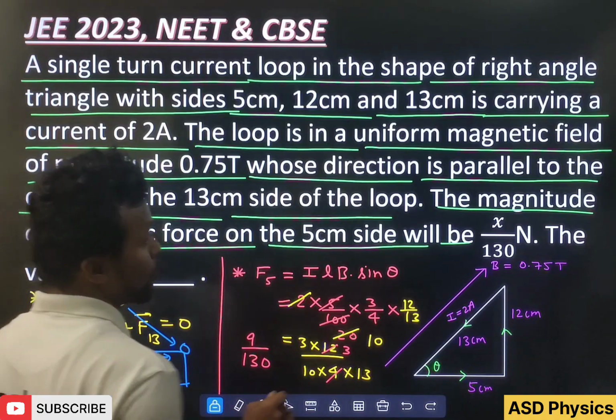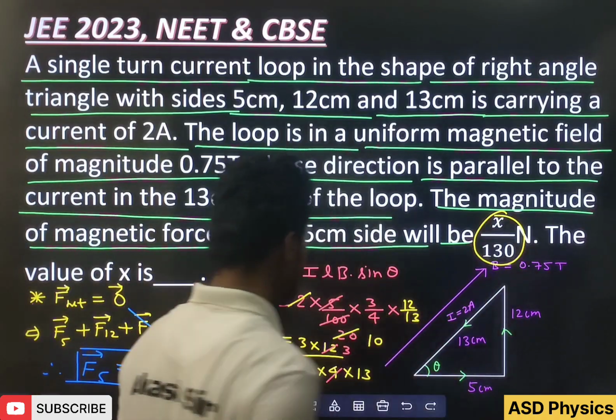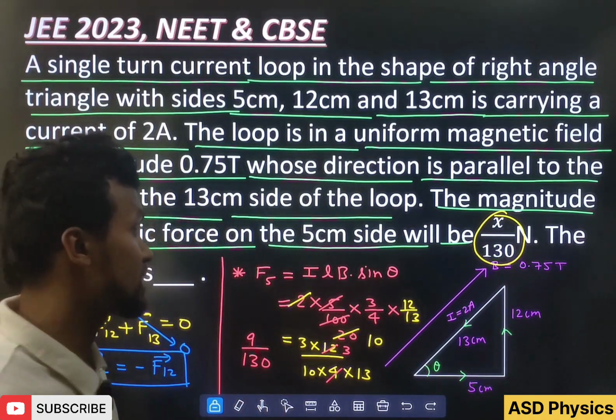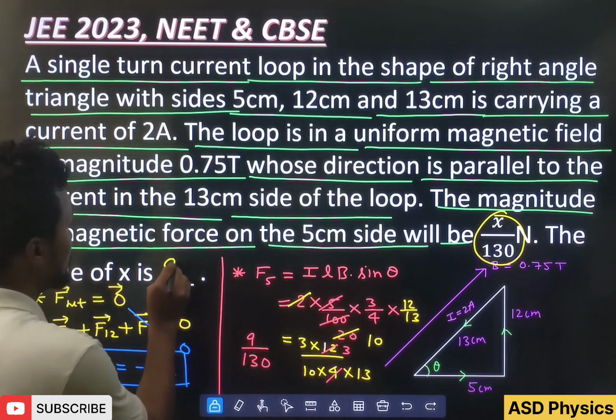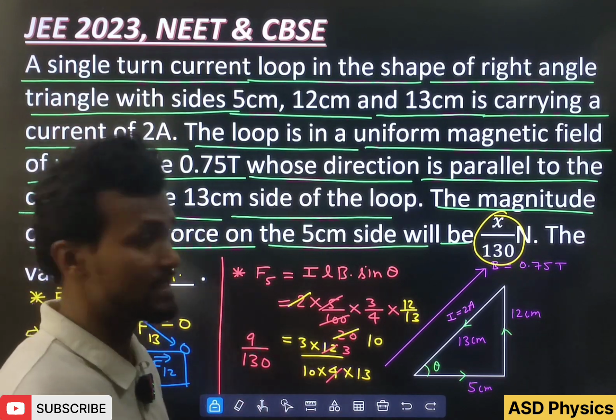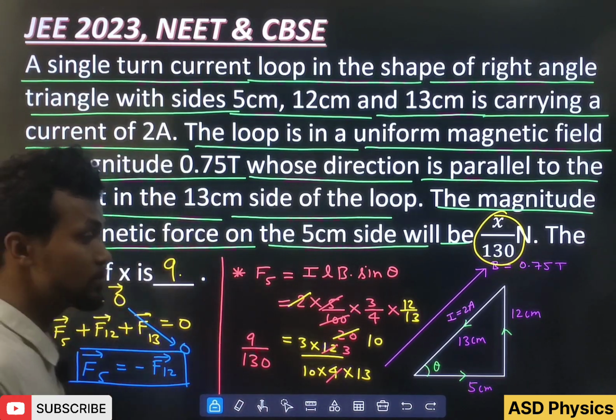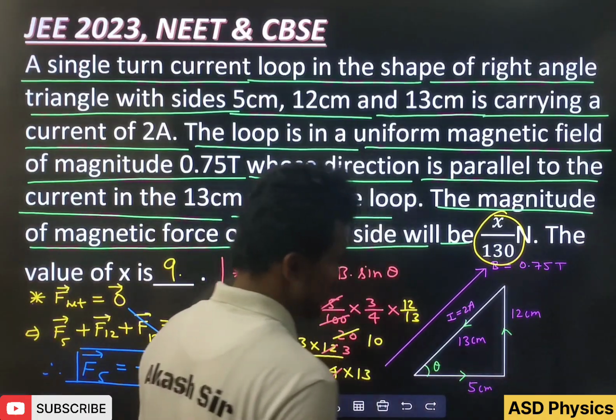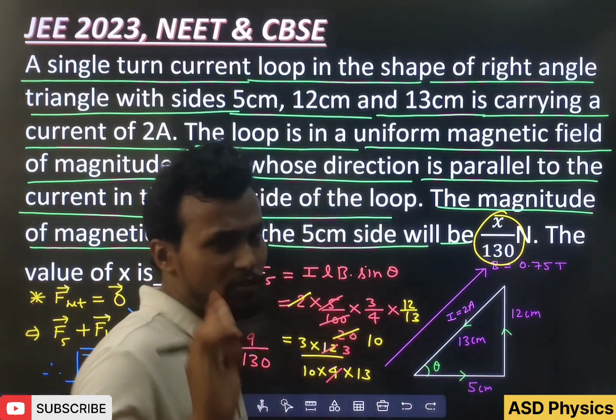Okay, so what is given here? X by 130, and here what is coming? 9 by 130. That means what is the value of X? The value of X is 9. Directly I can get it. But why have I done all these things? Because see here, if I talk about this one here, see. Now, very simple, what I am telling you.